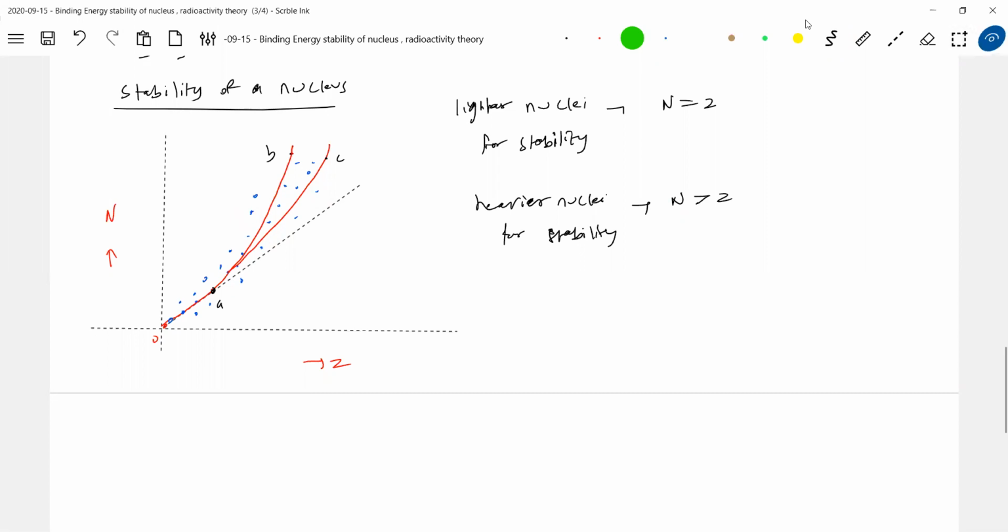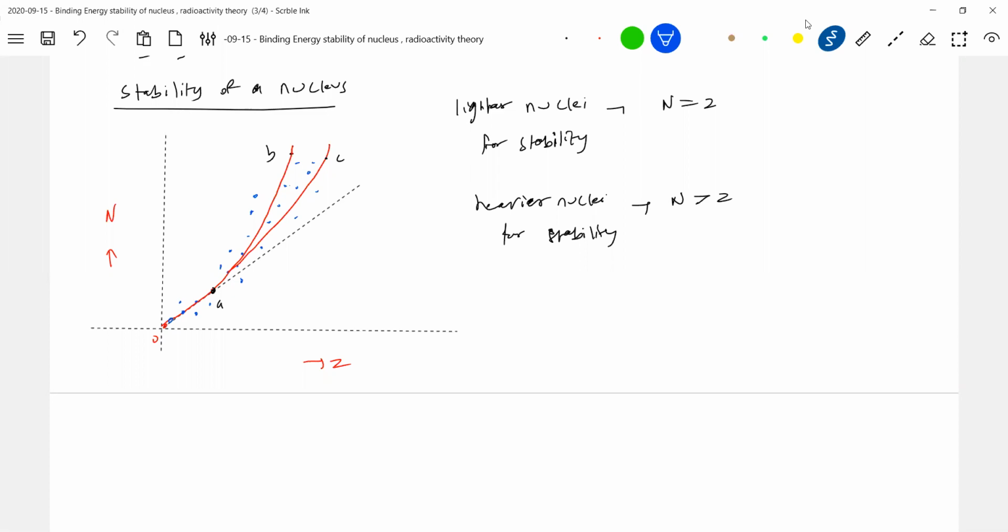If you look at the lighter nuclei, all the lighter nuclei are not stable. Those which are stable, I see n equal to z. And a few lighter nuclei have n not equal to z and are not stable. When I go to the heavier nuclei, n greater than z, no doubt, still some heavier nuclei are not stable. So are all lighter nuclei stable? No. Only those which lie on the stability curve.